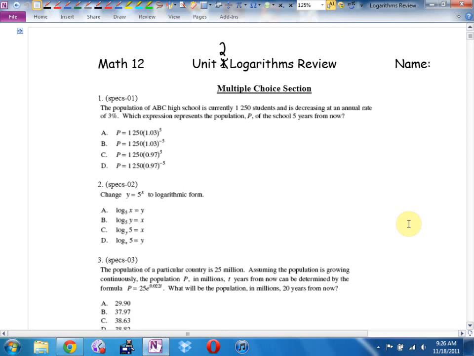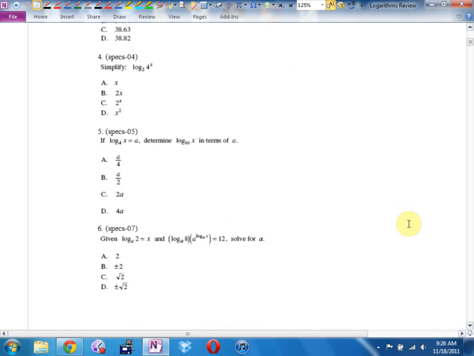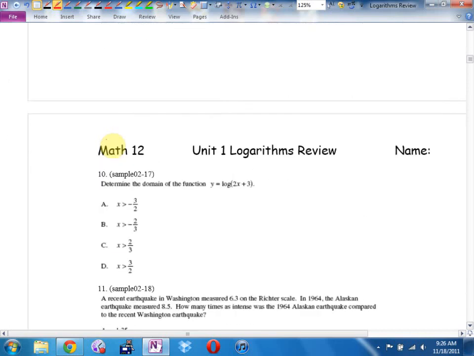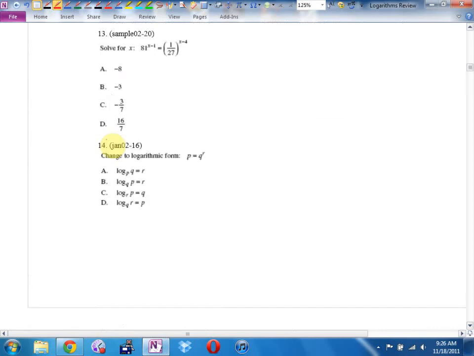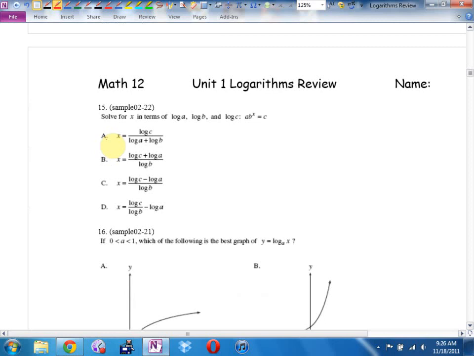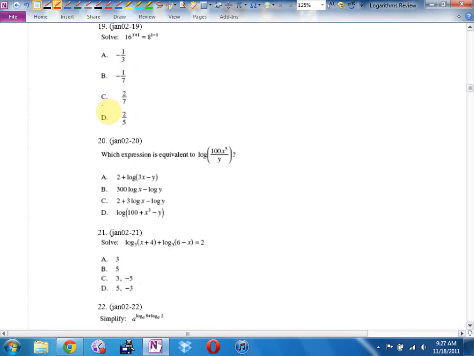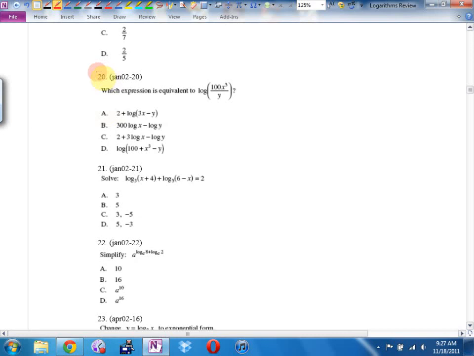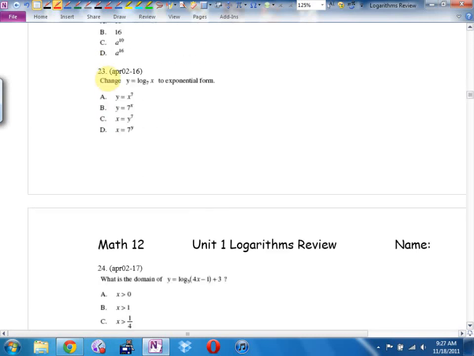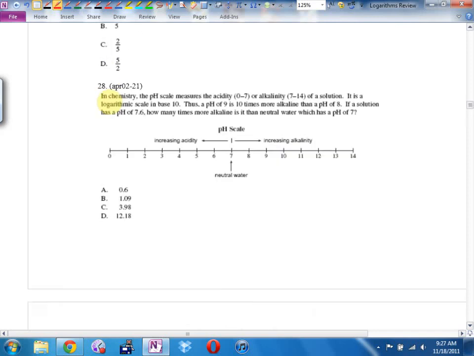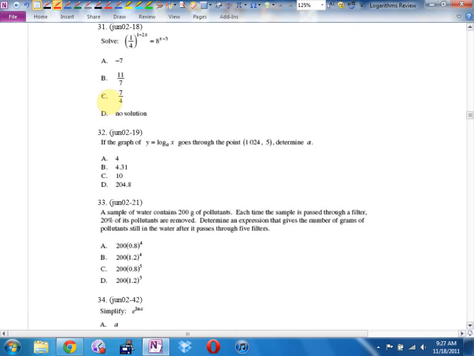Number five is an if-then question. Number 15 is a disguised if-then question. Number 20 is a disguised if-then question. T5 is a disguised if-then question. T38 is definitely an if-then question.